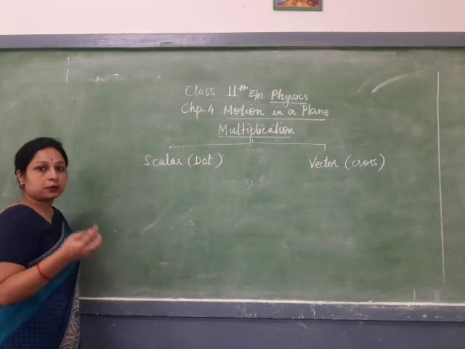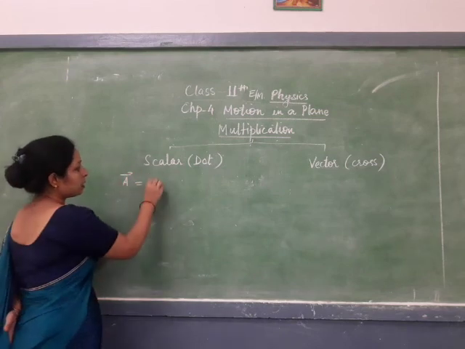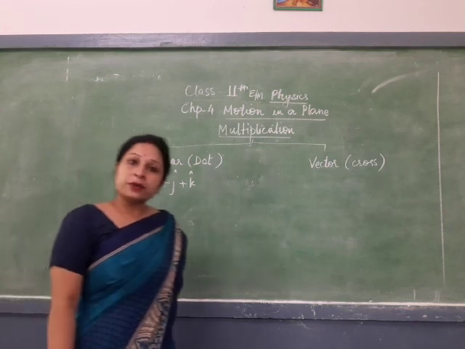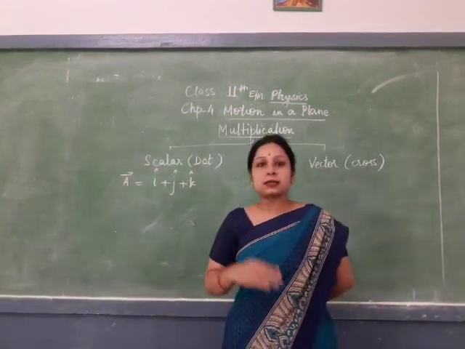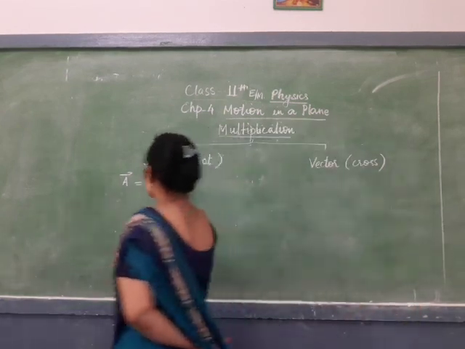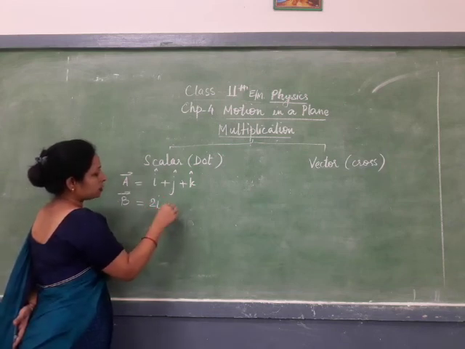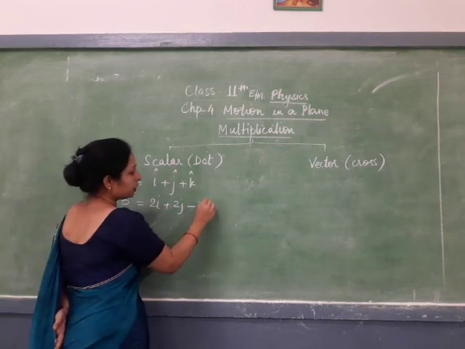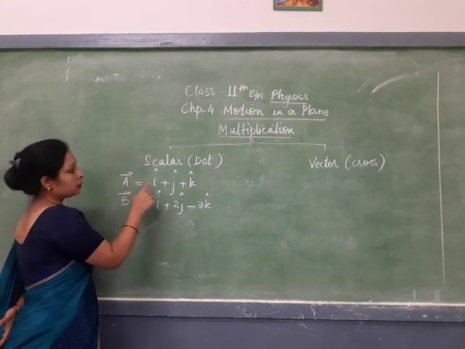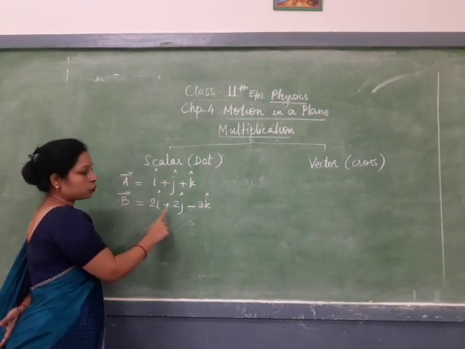Suppose we have a vector A, represented by i plus j plus k with a cap. These are called unit vectors, because we are dealing in a plane, with the x-axis, y-axis and z-axis. So vector A is equal to i plus j plus k. Now the second vector by which it has to be multiplied, let it be 2i plus 2j minus 3k. I am explaining with the help of an example. The first vector is 1i plus 1j plus 1k. The second vector is B, 2i plus 2j minus 3k.